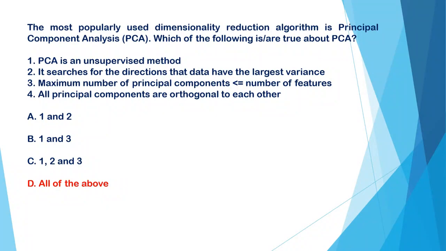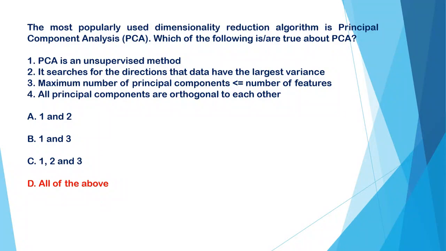The most popularly used dimensionality reduction algorithm is principal component analysis, or PCA. Which of the following are true about PCA? First, PCA is an unsupervised method. Second, it searches for the direction in which data have the largest variance. Third, maximum number of principal components is less than or equal to number of features. Fourth, all principal components are orthogonal to each other.